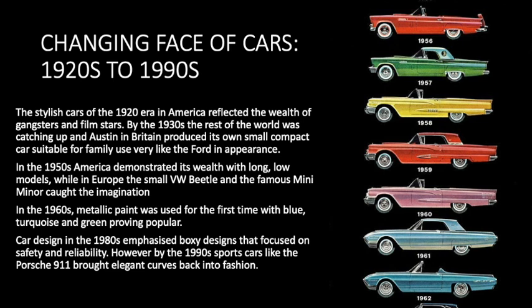Changing face of cars, 1920s to 1990s. The stylish cars of the 1920 era in America reflected the wealth of gangsters and film stars. By the 1930s, the rest of the world was catching up, and the Austin in Britain produced its own small compact car suitable for family use, very like the Ford in appearance. In the 1950s, America demonstrated its wealth with long, low models, while in Europe, the small VW Beetle and the famous Mini Minor caught the imagination.